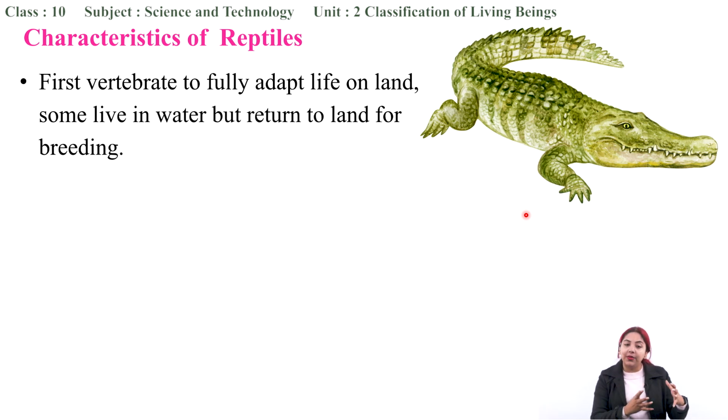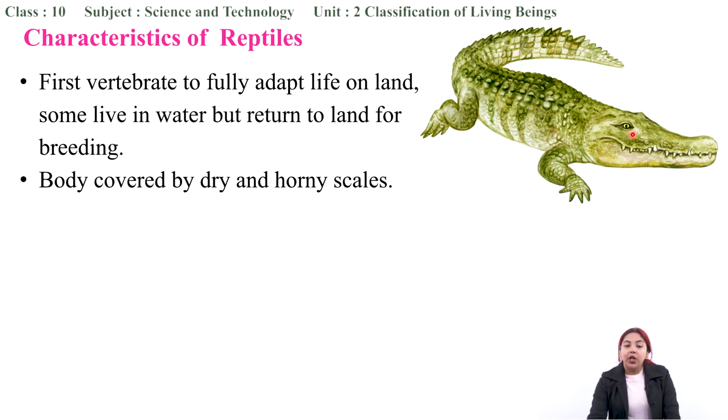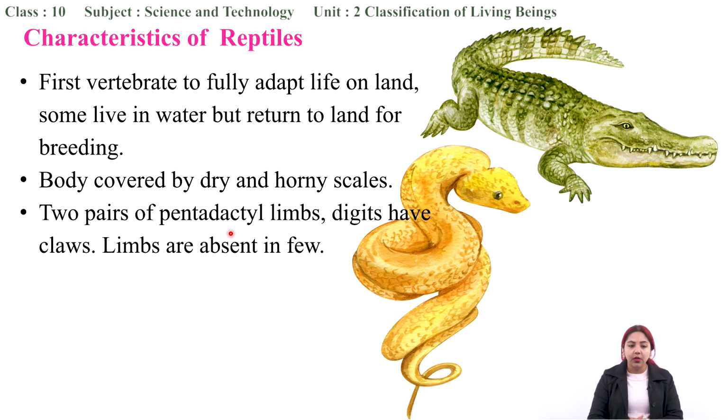Now some of the reptiles live in water, but they return to the land for breeding, such as crocodiles or turtles. Now the body of the reptiles is covered by dry and horny scales. These scales prevent water loss from the body, hence they help these organisms adapt to terrestrial life. So this is also one of the characteristic features of the class Reptilia. Now they have two pairs of pentadactyl limbs.